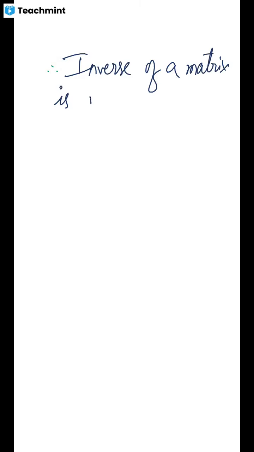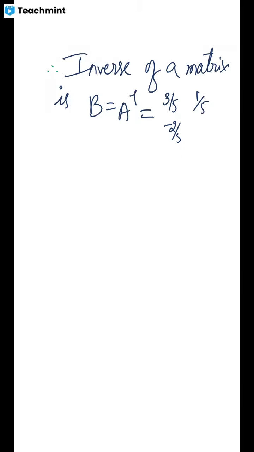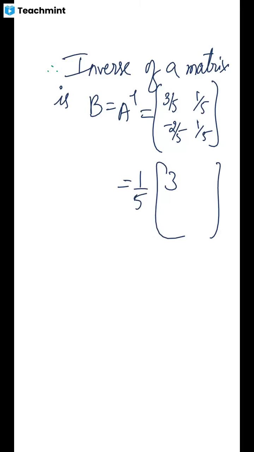Therefore, the inverse of a matrix is B is equals to A inverse. That is equals to, look, what has come: 3 by 5, 1 by 5, minus 2 by 5, 1 by 5. So 3 by 5, 1 by 5, minus 2 by 5, 1 by 5. Suppose if you take 1 by 5 common, we remain with 3, 1, minus 2, 1, which is the inverse of the matrix required. Answer.